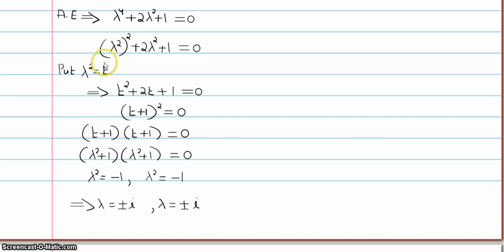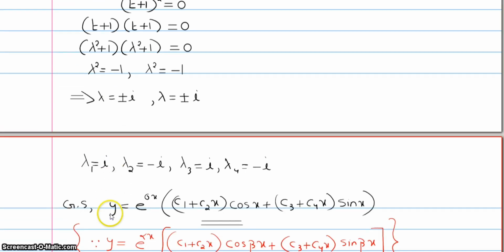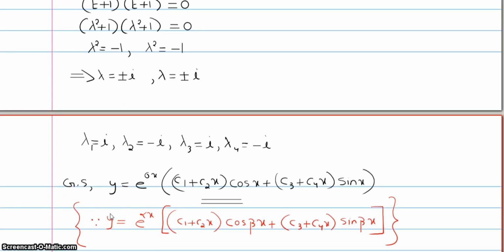Now I am replacing this t by lambda square since we have assumed so. So lambda square plus 1 into lambda square plus 1 equal to 0. So we get lambda square equal to minus 1 and lambda square equal to minus 1. So we will get lambda equal to plus or minus i and lambda equal to plus or minus i. Hence the roots are lambda 1 equal to i, lambda 2 equal to minus i, lambda 3 equal to i, and lambda 4 equal to minus i.